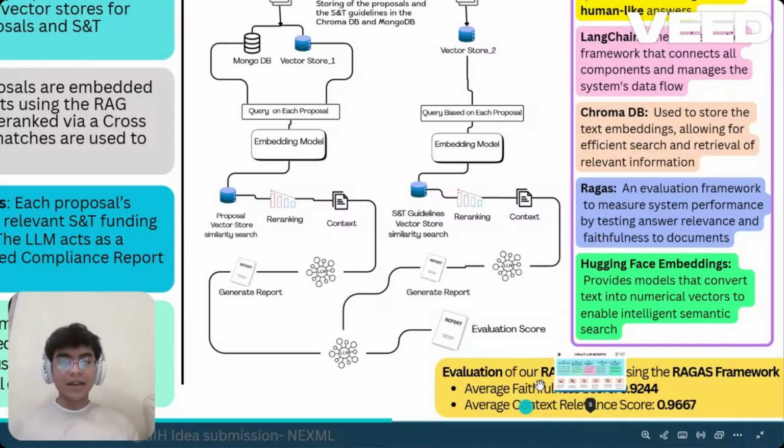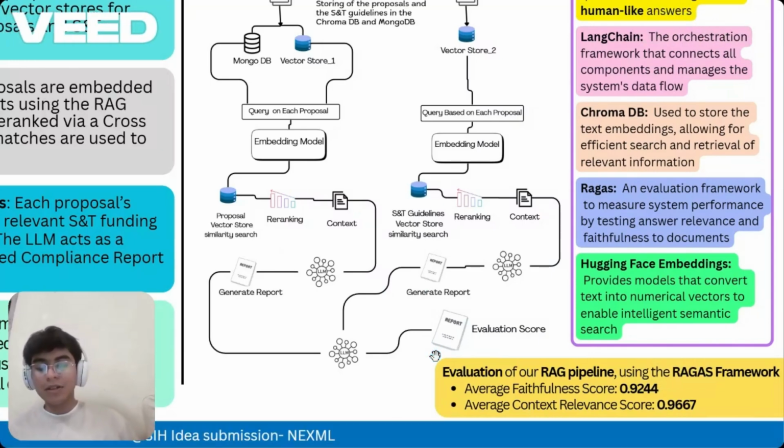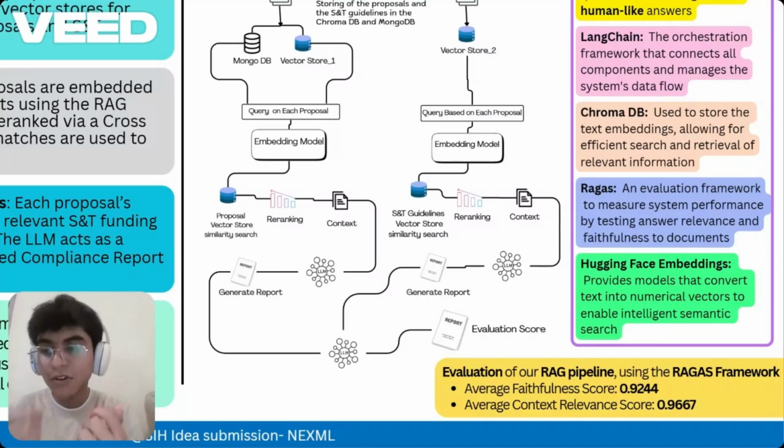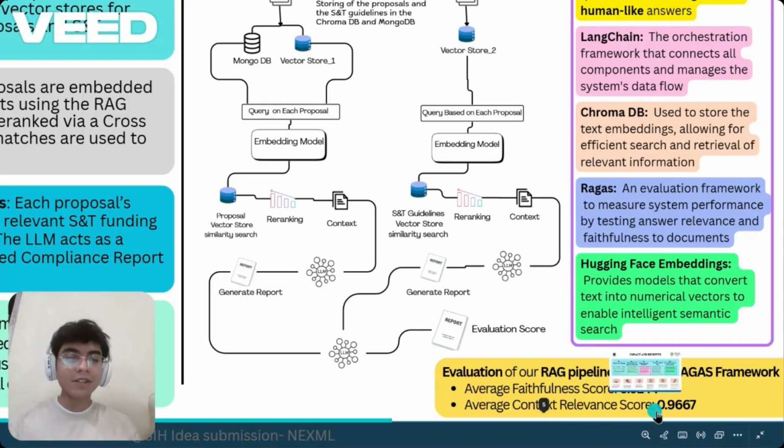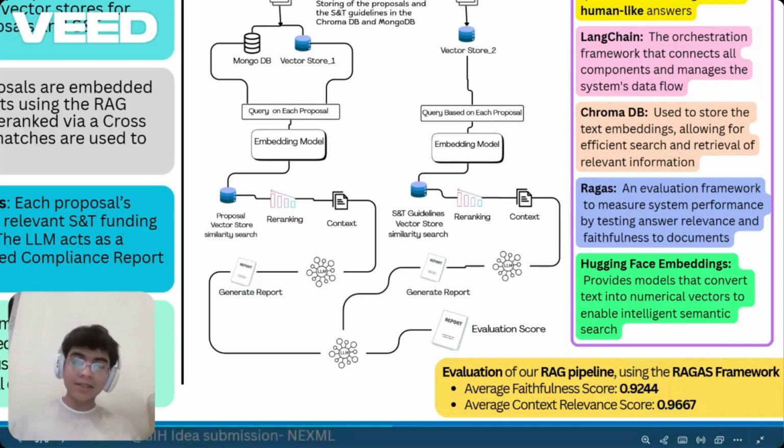Continuing on our RAGAS pipeline, as Saj just explained about the scores we used, which were the faithfulness score and the context relevance score. We use RAGAS, an evaluation framework to measure system performance by testing answer relevance and faithfulness to documents. This helped us calculate both scores. We were able to achieve a faithfulness score of 0.9244 and a context relevance score of 0.9677. These scores range between 0 and 1, 1 giving the best result and 0 being the lowest.